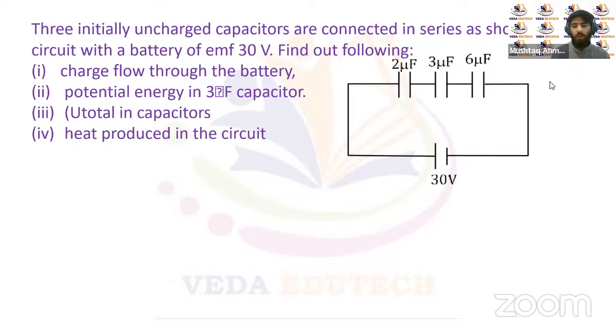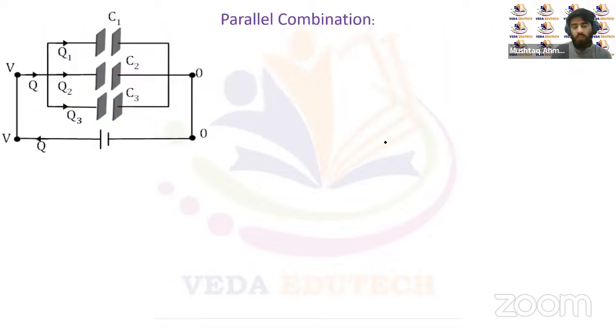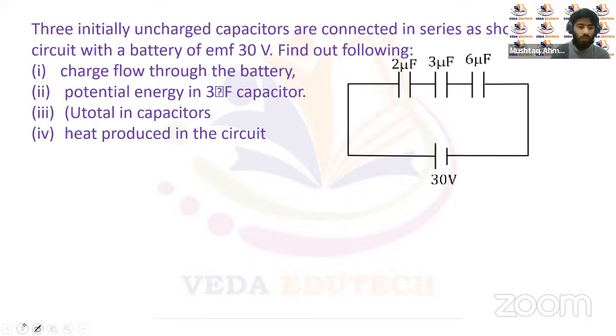And the charge flow through the battery. Let's suppose Q charge has flown through the battery, and the same Q charge will be on each of the capacitors. So the same charge will be on each of the plates of a capacitor. We have to find the charge flow through the battery.